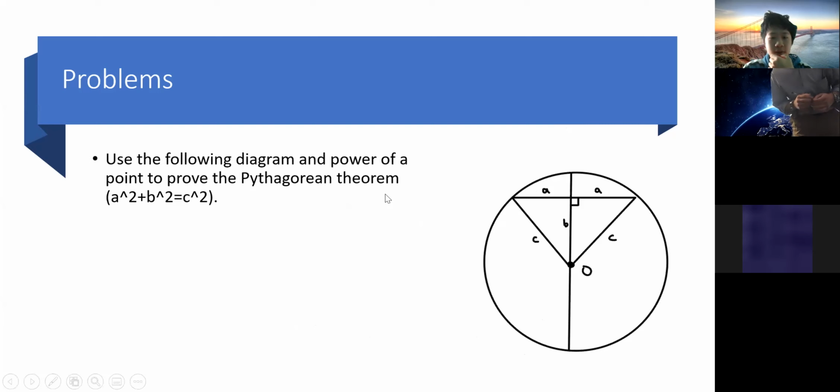All right, let's go over this really fun problem. Prove the Pythagorean theorem. I think it's always fun to prove the Pythagorean theorem. So use this diagram to prove that a squared plus b squared equals c squared. It's pretty fun.